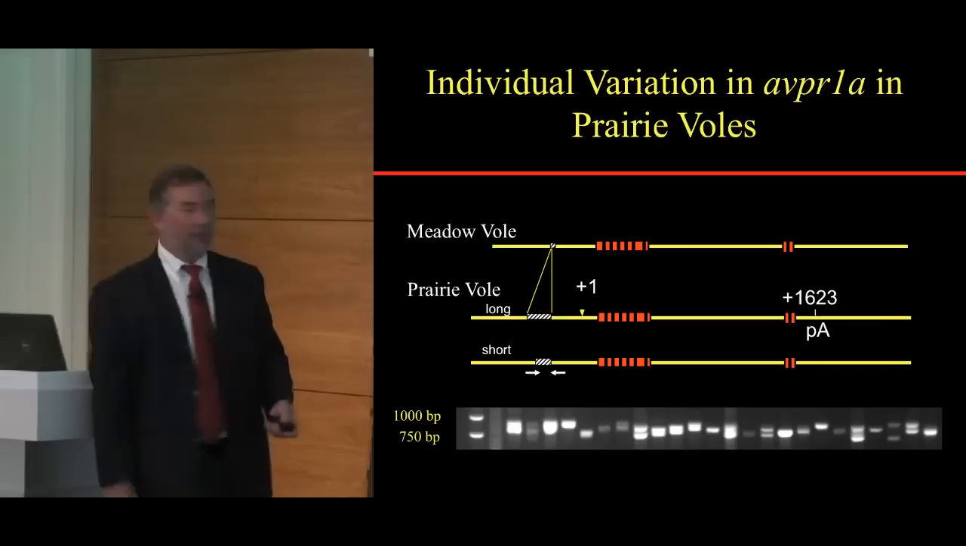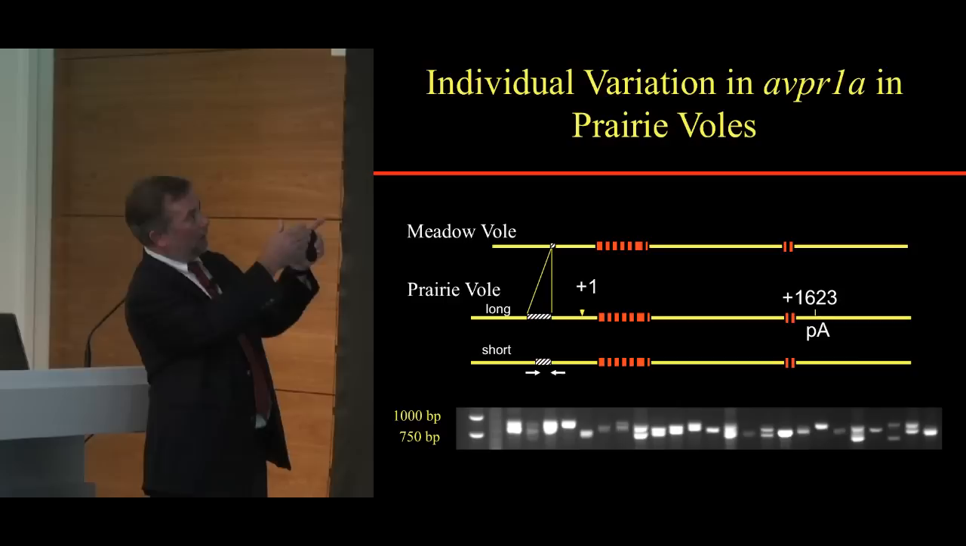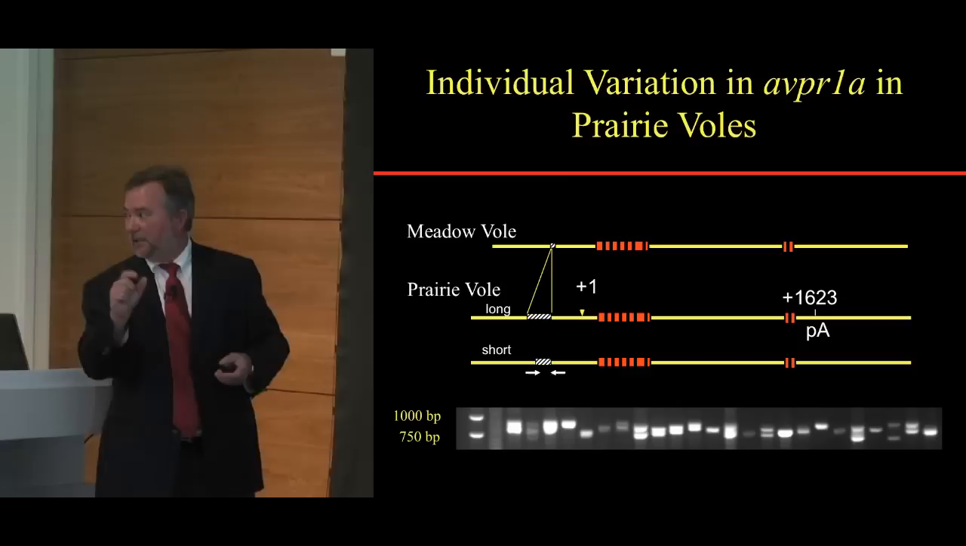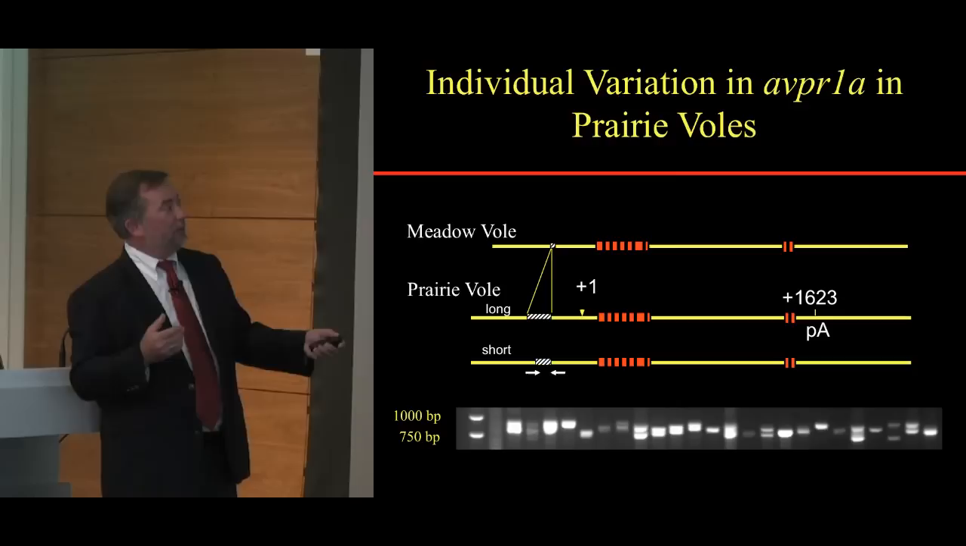And since then, we've created mice where we've knocked in the prairie vole vasopressin receptor promoter into the mouse genome and switched out different microsatellite elements to show that these things do regulate expression. But one of the cool things that we found is that because these things are unstable, in our colony we had some animals with long microsatellites and some animals with short microsatellites.